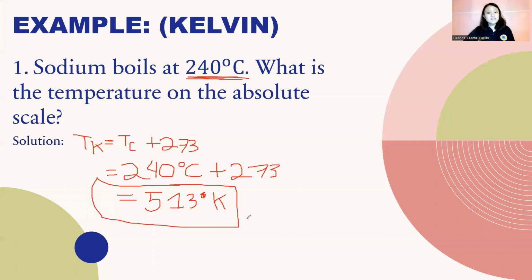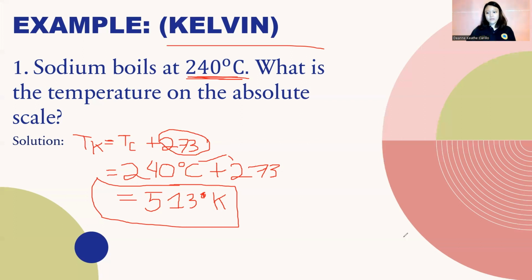Yun lang kadali, guys. Ipag-add lang natin itong dalawa. Then, we will get an answer. A common answer, actually. The freezing point of water in Kelvin is 273. And we should always remember that in Kelvin, the freezing point is 273.